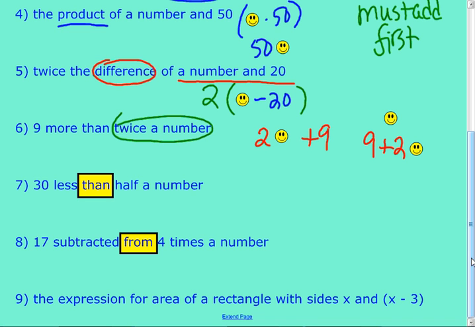So 7, 30 less than half a number. Guess what you have to do first? Is it 30 minus?